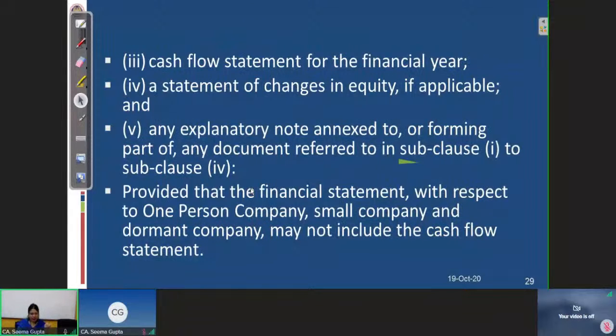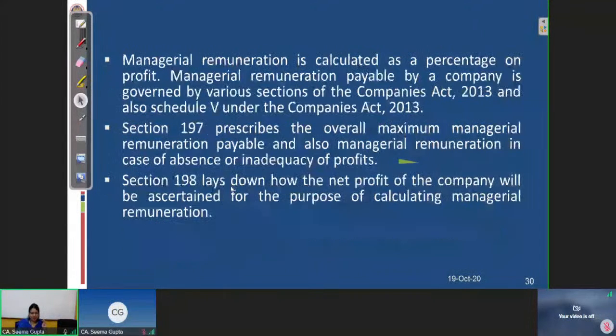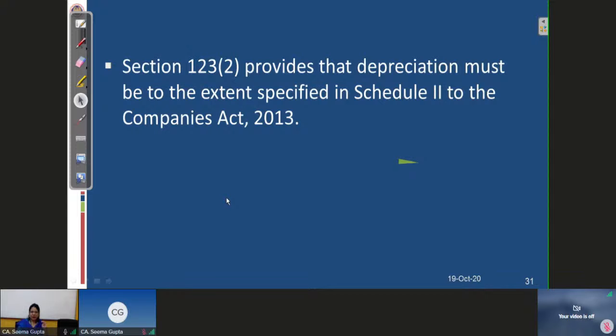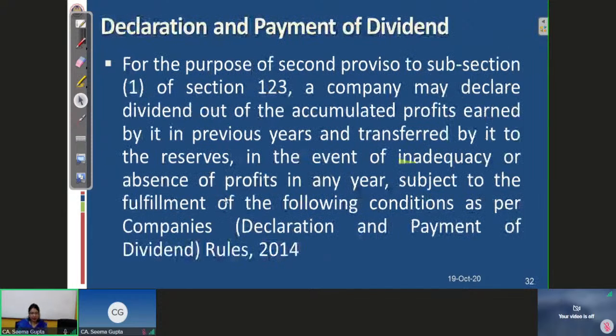Sections 197 and 198 prescribe the overall maximum manager remuneration payable and also manager remuneration in the case of absence or inadequacy of profit. You need to know how to compute the total manager remuneration payable by a company, which is governed by various sections of the Companies Act and also under Schedule 5 of the Companies Act. Section 123(2) provides that depreciation must be to the extent specified in Schedule 2 to the Companies Act.